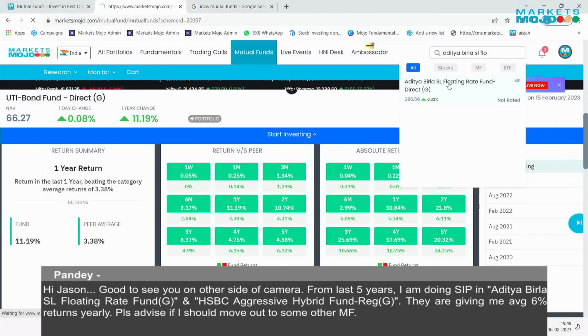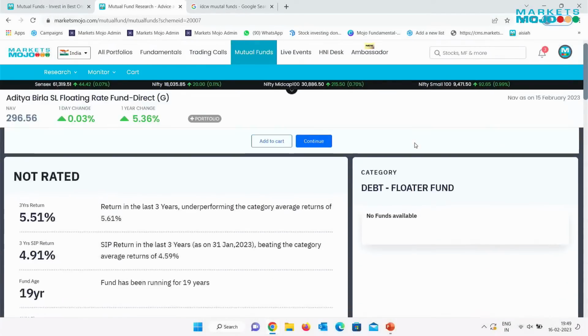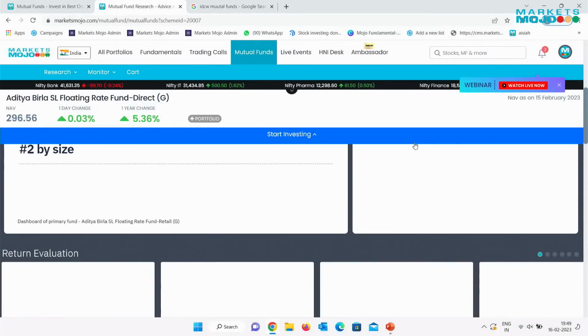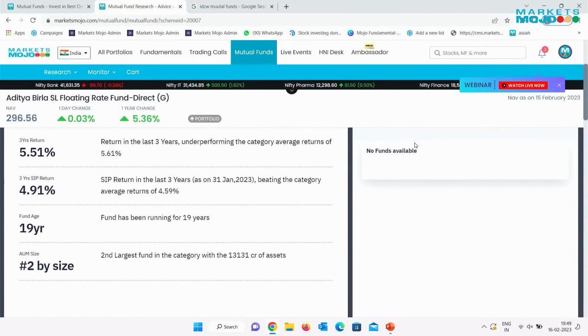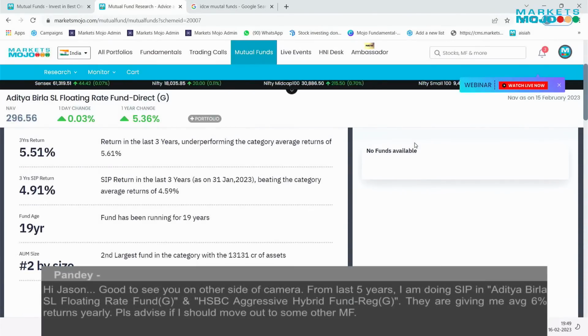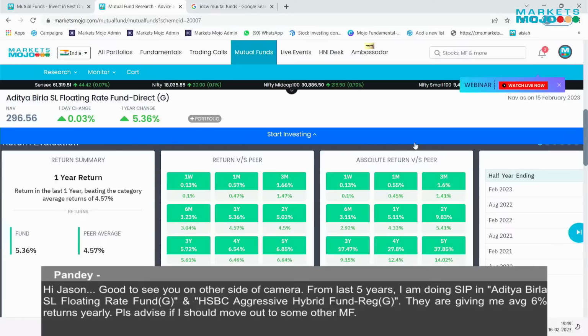Sure, I'll just simply search them on the screen itself so that we get an idea. If you could just share my screen, sir. Okay, so it's a floater fund. Currently, we don't have ratings for this particular floater fund. If you could just flash the question again, Amir. Okay. So the investor is saying that he's doing an SIP, and they're giving around 6% returns on average.